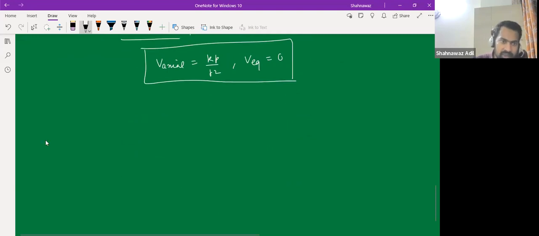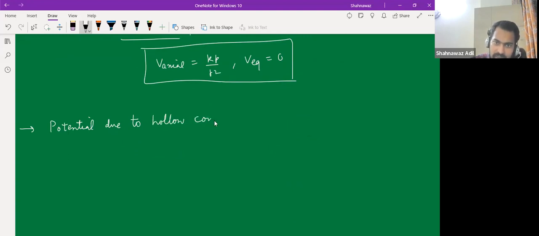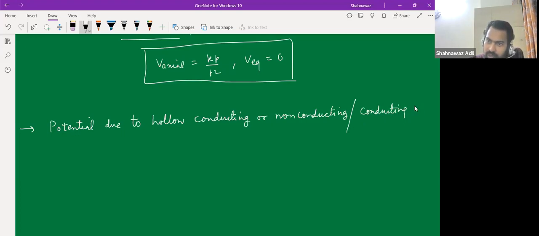After this, we learned about the potential due to a hollow conducting or non-conducting or conducting solid sphere. So we have three kinds of sphere, right? And these three have the same result.